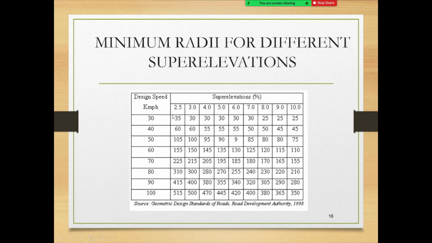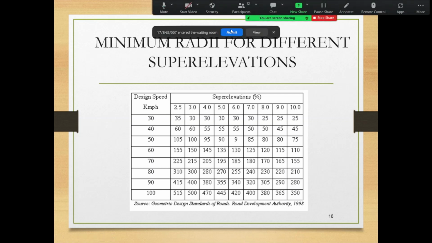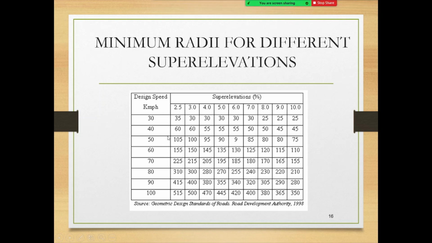What should be your super elevation? It should be 2.5. Okay, so that means it is 110. Why? Because it is greater than the radius for 2.5% super elevation. So you have to have a very proper understanding of this table, because we are going to ask you a question on this.